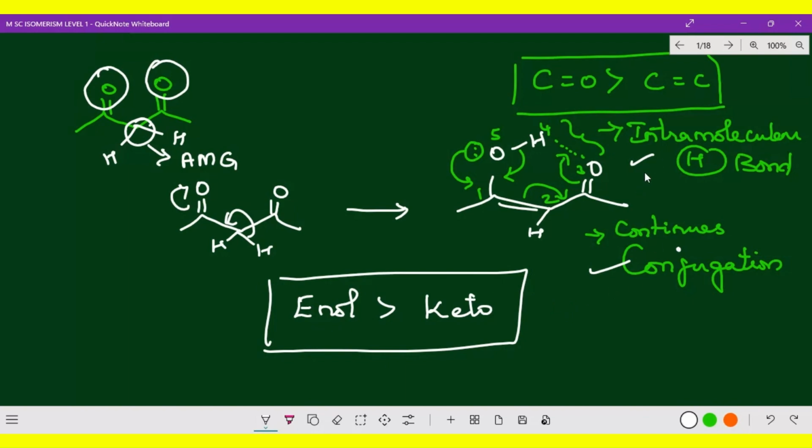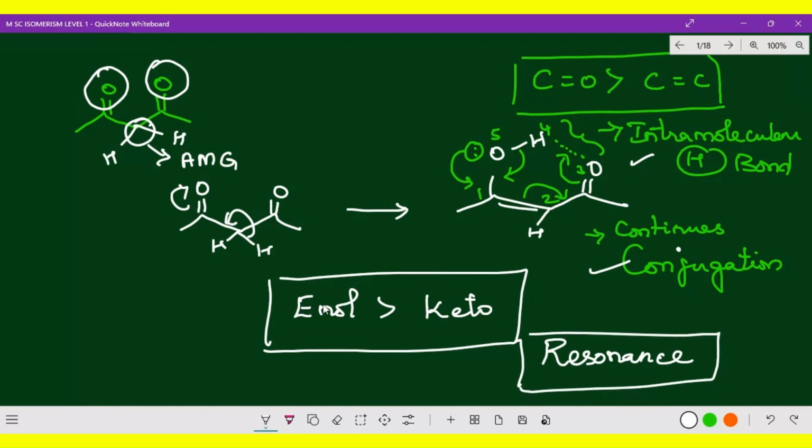First and foremost, intramolecular hydrogen bonding. Second, continuous conjugation, in the sense that the enol form gains more stability due to resonance. That is a strong keyword. So due to that resonance, the enol form is more stable than keto. I hope you got the clarity. What is it? The active methylene group. Here acidic hydrogen is there, ready to donate that proton, so in that way also it is more stable.